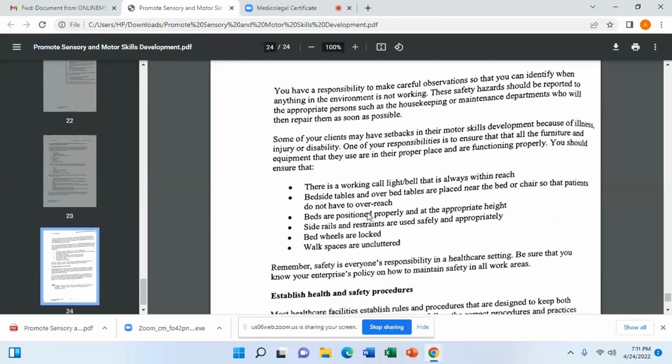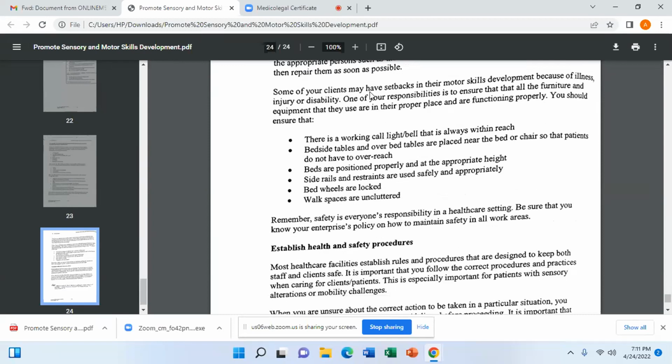You have a responsibility to make careful observation so that you can identify when anything in the environment is not working. These safety hazards should be reported to the appropriate person, such as the housekeeping and maintenance departments, who will then repair them as soon as possible. Some of your clients may have setbacks in their motor development because of the illness or injury that they have had. And it's your responsibility to ensure that all the furniture and equipment that they use are in the proper place and that they're functioning properly at all times.